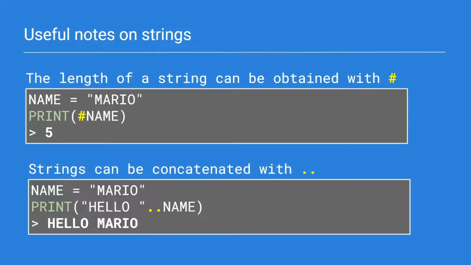We can concatenate or join strings with 2 periods. In the code below, we create a variable called name and assign it a value of Mario. In the line below that, we want to print another variable. This time it is the string hello with a space, 2 periods to concatenate with another string, which is the name which we had just created before. The result of that instruction is simply hello space Mario.